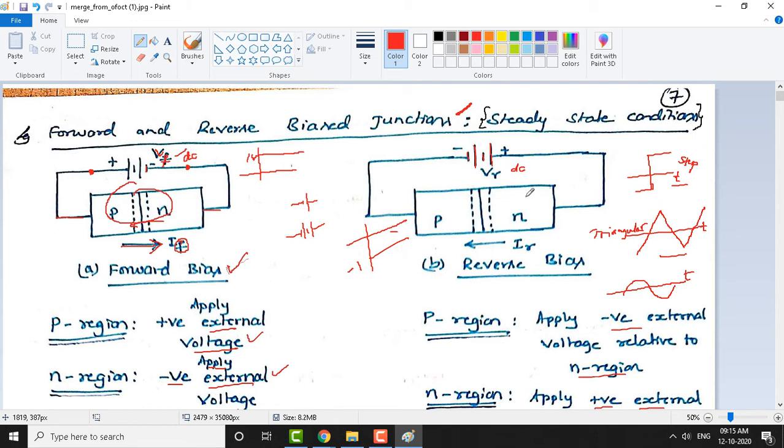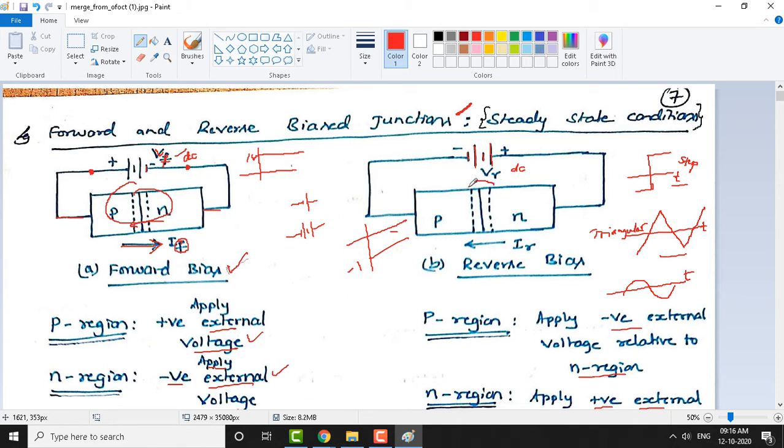Let's see the other bias condition, when we apply reverse bias. The reverse voltage is denoted as VR here. In this case, you need to connect the P region to the negative terminal of the battery and the N region to the positive terminal of the battery. What happens inside, we'll see later.